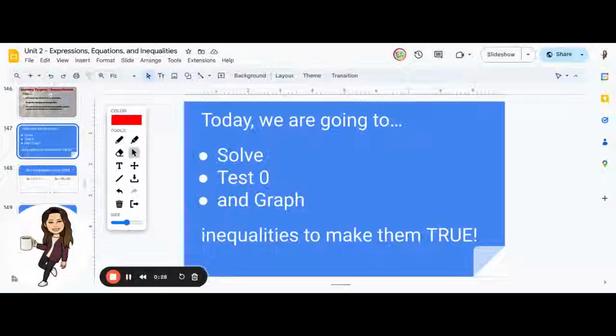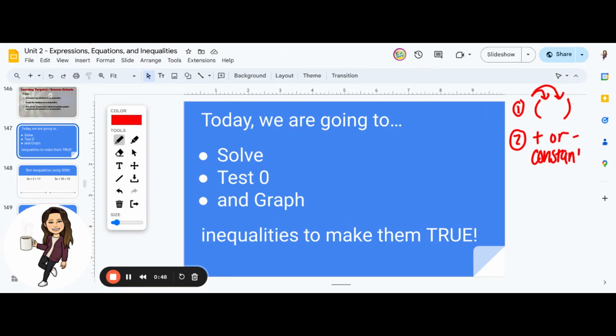two-step inequalities. So the beautiful thing is that inequalities work just like equations, so your steps are actually going to be the same. The first step is look for parentheses and distribute with your arrows. Step 2 is to add or subtract the constant. And then step 3 is to multiply or divide the coefficient, and that's the number with the variable.